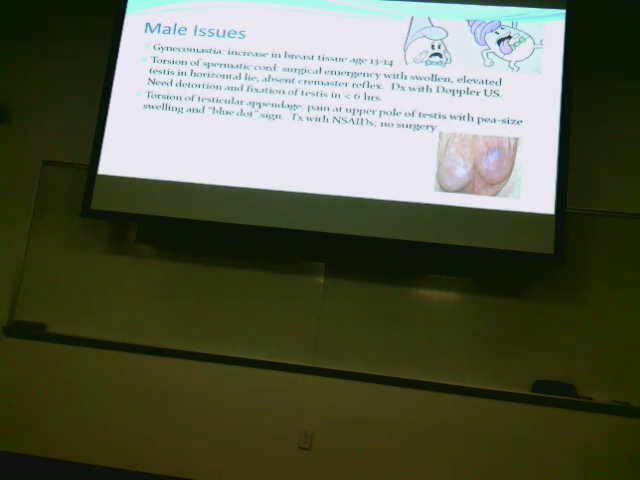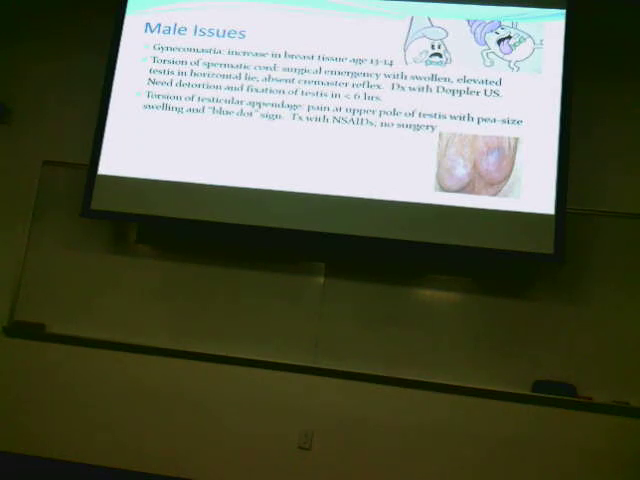The treatment for this is to detorse it, but you really want surgery on board to do it because you don't want to twist it in the wrong direction. So detorsion and fixation is what needs to be done, and you want to do this in less than 6 hours because this is an emergency and you could lose the testis when you have loss of blood flow for that length of time.